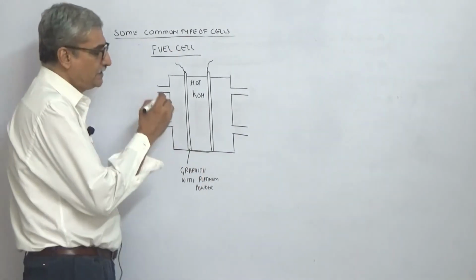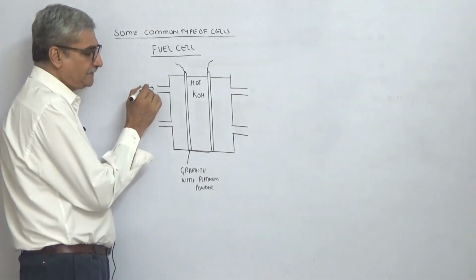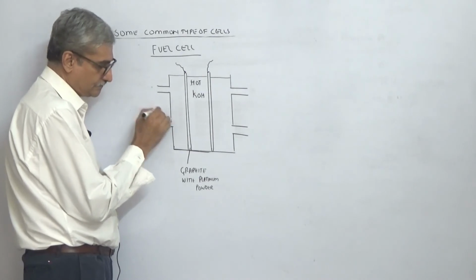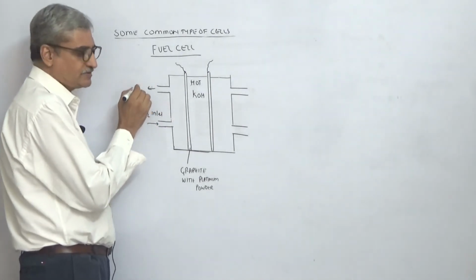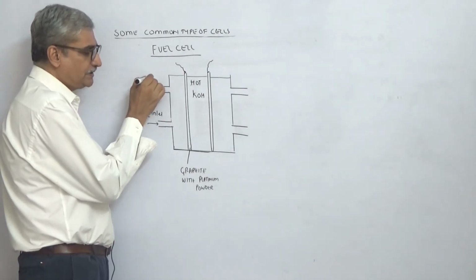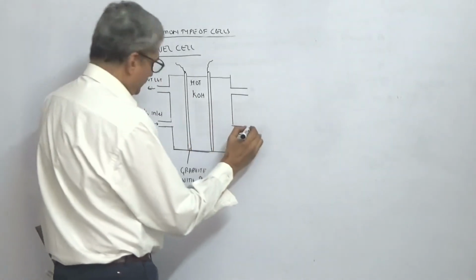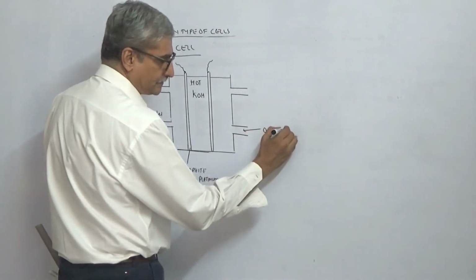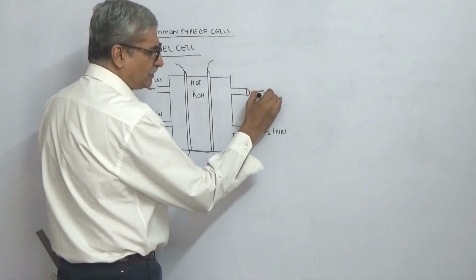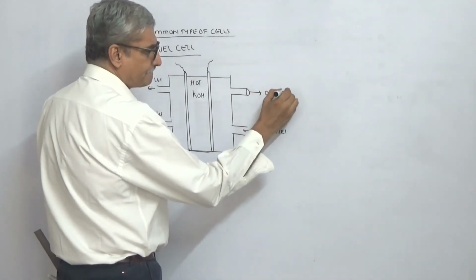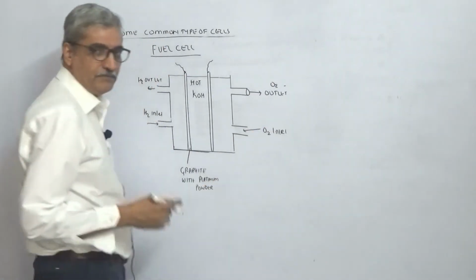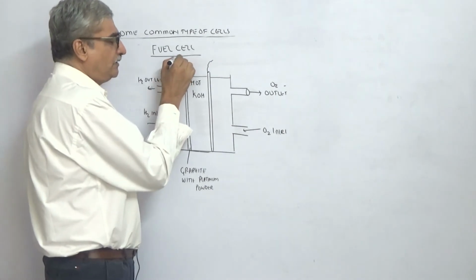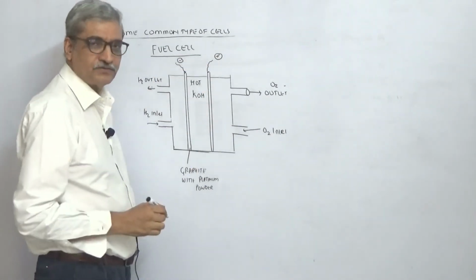Is this clear? So here this is the hydrogen inlet, and excess hydrogen will come out from here. So this is the hydrogen outlet. This is the oxygen inlet, and excess oxygen will come out through the outlet. So this will be your anode and this will be your cathode.